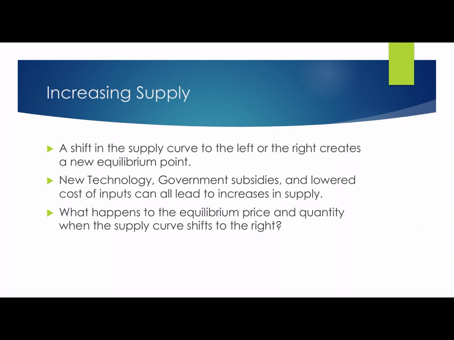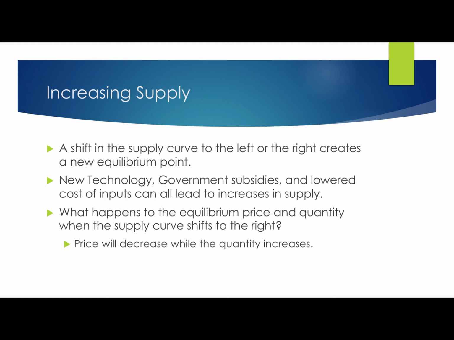So let's talk about shifts in supply. A shift in the supply curve to the left or right creates a new equilibrium point. Again, things like new technology, government subsidies, and lower cost inputs all could lead to an increase in supply. So what happens to the equilibrium price and quantity when the supply curve shifts to the right? Well, price will decrease while the quantity increases.